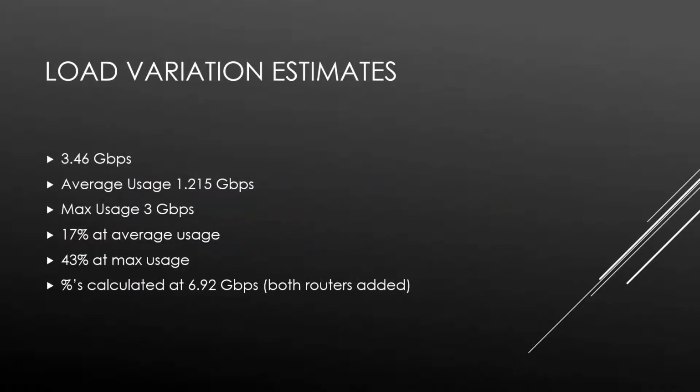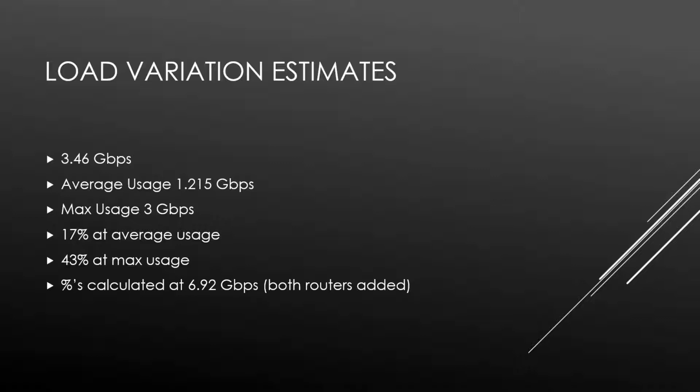For variation estimates, our hardware is going to peak at around 3.46 gigabytes per second, the average usage is about 1.215 gigabytes per second, and max usage is 3 gigabytes per second. Combining both routers you get about 6.92, which means at average usage you're only using about 17%, and at max usage you're only using about 43%. And like I said before, that 1,500 that we did the math with was leeway, so I'm pretty sure we're going to be using a lot less than those percentages on a normal basis.